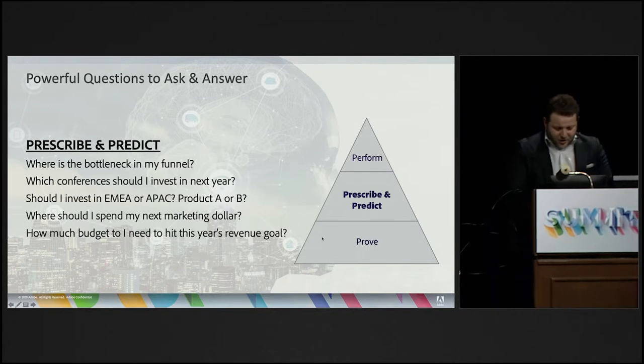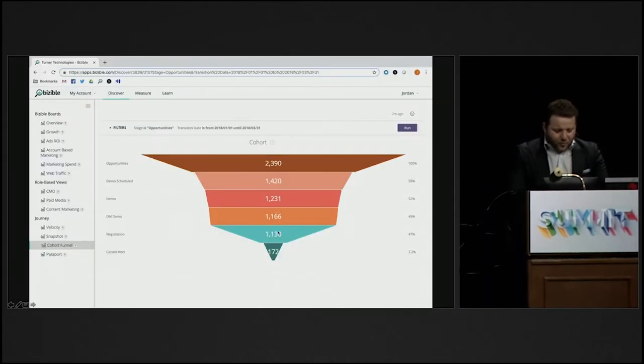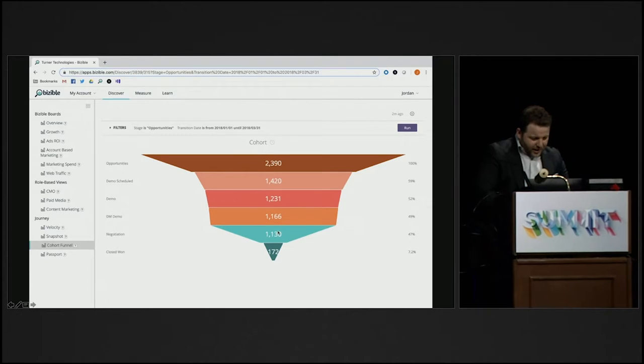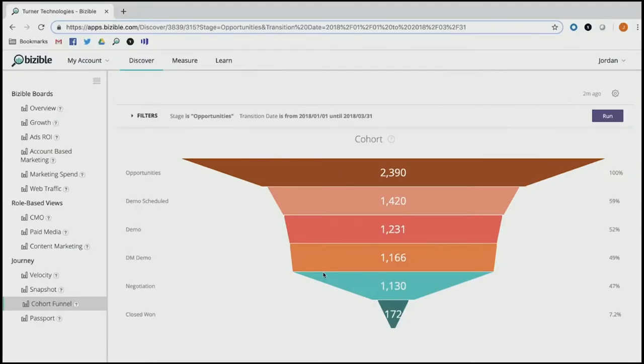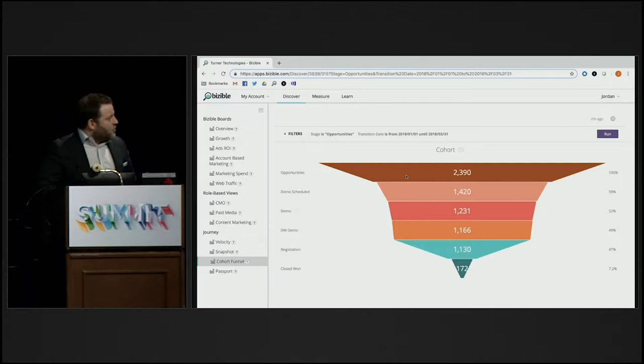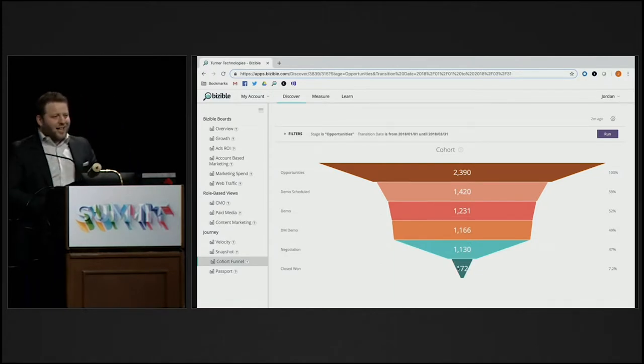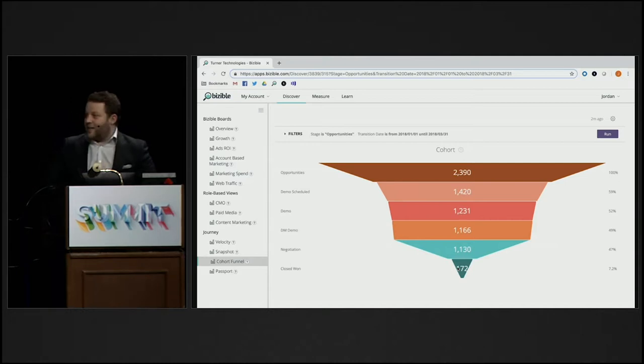To do that, we're actually going to jump into a cohort funnel board here. Give us one second. Great. And so what we're looking at here is a cohort of opportunities that were opened in Q1. So as we scroll up, we can see that we had about 2,400 open ops. And of those, we closed one, about 172 of them, which is about 7%. Not a super good win rate. I think we can do better. I'd like to do better, certainly.